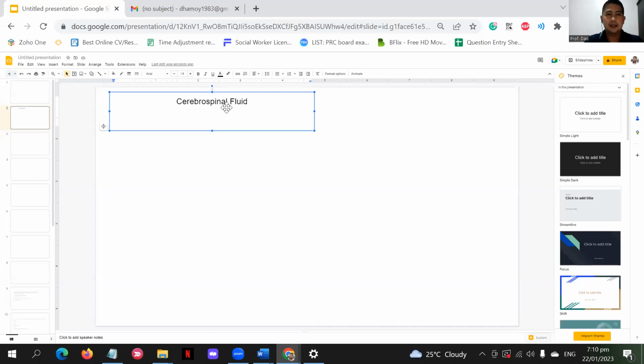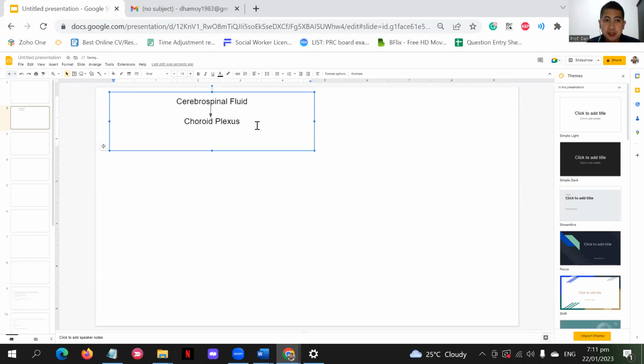Where is the CSF being produced? What area in our body or in our CNS produces CSF? What do you call that area? Clue, it starts with C. Very good, Brolin. It's in our choroid plexus. Yeah, it is in the choroid plexus of our ventricle. So remember, guys, our CSF is produced in the choroid plexus. Yeah, so we're going to place an arrow here.